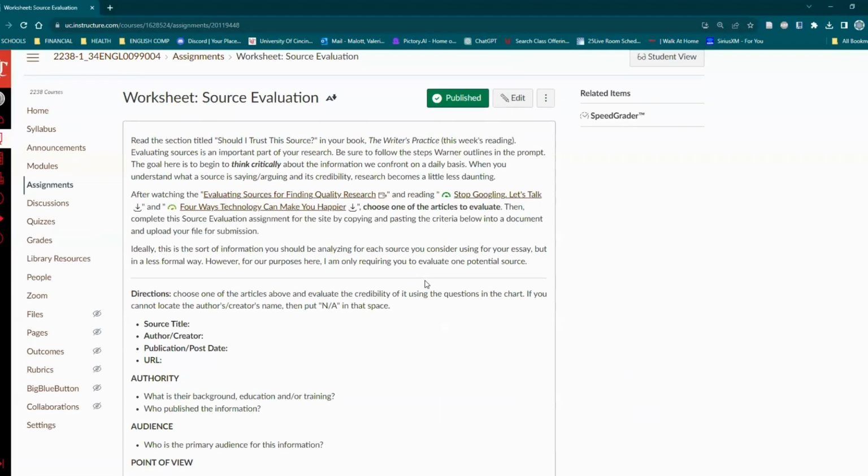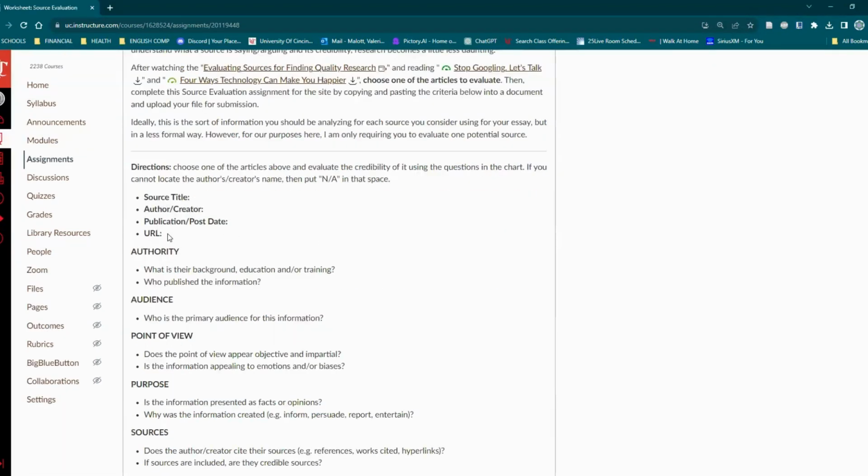Once again, we'll go into that. If you can find the URL, I should have left those open. There's usually a URL at the top or at the bottom of the page. If you can find it, put it in. If not, no big deal. Then look at the authority. What is the person's background, education, or training?